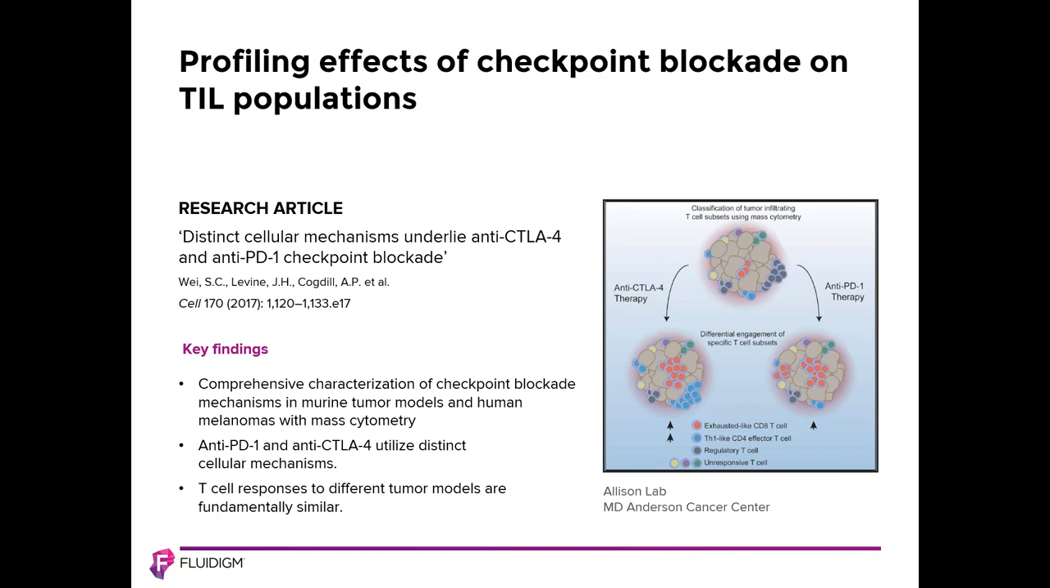In this paper from Jim Allison's lab at MD Anderson Cancer Center, mass cytometry enabled comprehensive characterization of checkpoint blockade mechanisms in mouse tumor models and also human melanomas. They found that anti-PD-1 and anti-CTLA-4 utilize distinct cellular mechanisms. Both anti-PD-1 and anti-CTLA-4 target subsets of exhausted-like CD8 T cells. However, CTLA-4 blockade can also induce expansion of ICOS-positive Th1-like CD4 T cells. Lastly, the authors also found that T cell responses to different tumor models are fundamentally similar.